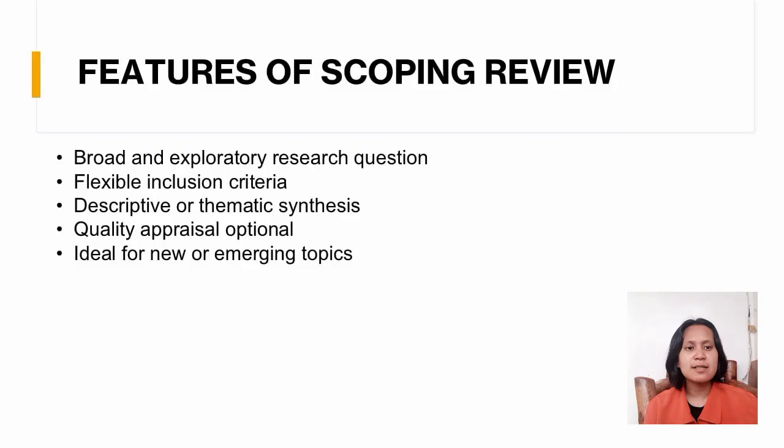So the findings are summarized by grouping similar themes or describing patterns instead of using statistical analysis. Next, quality appraisal is optional. So assessing the quality of each study isn't always required since the goal is to map the research rather than judge its strength. Next, ideal for new or emerging topics. So scoping reviews are best used when a subject is still developing and not much research has been done yet.